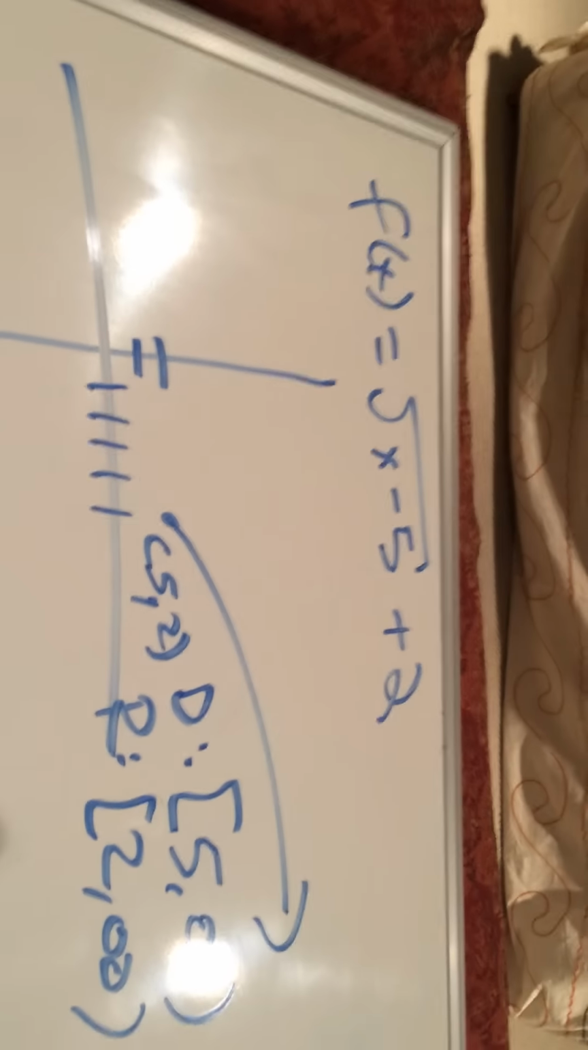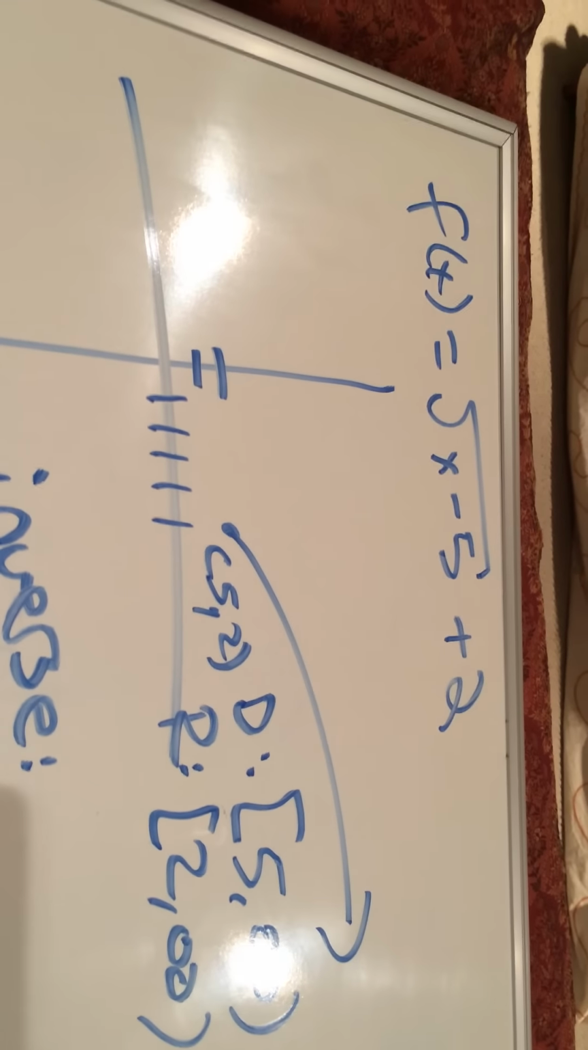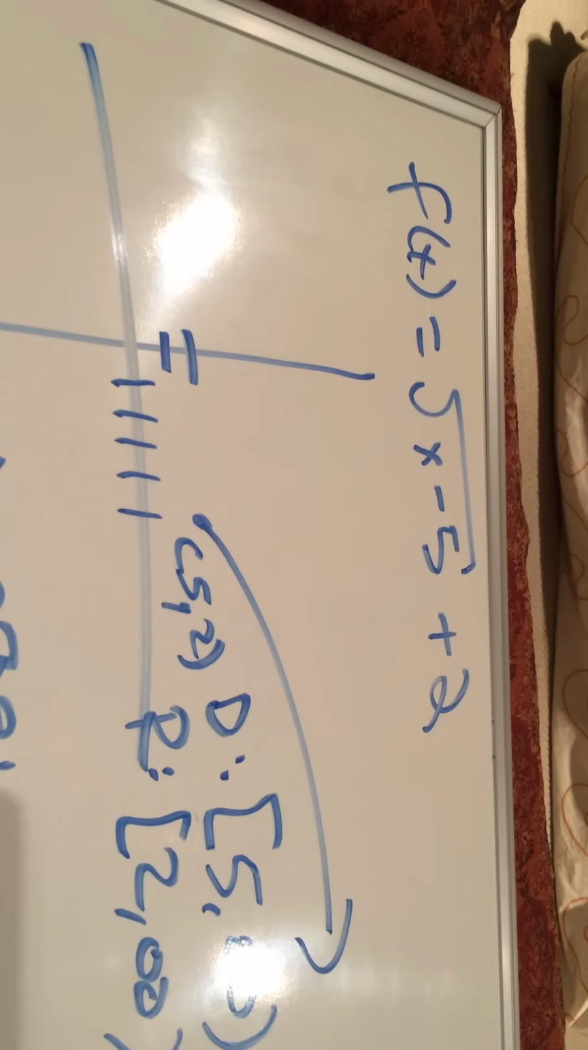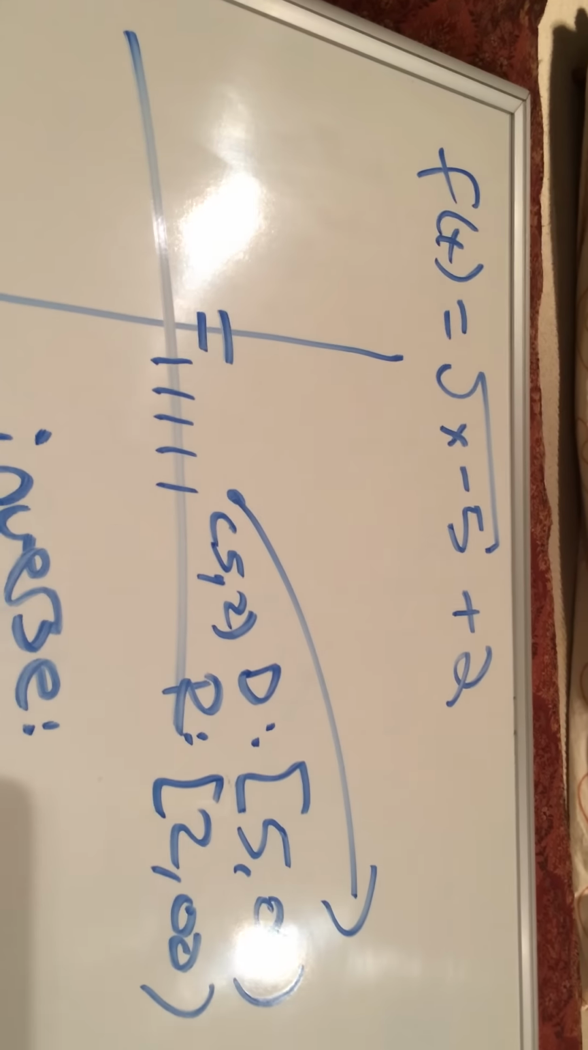Alright guys, just wanted to make a video. This is problem 3 on the homework that is due tomorrow. It says the function y equals square root of x minus 5 plus 2. And the first question is determine the domain and range. You may produce a sketch.